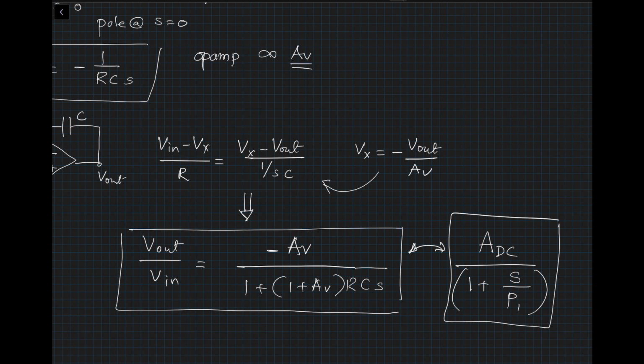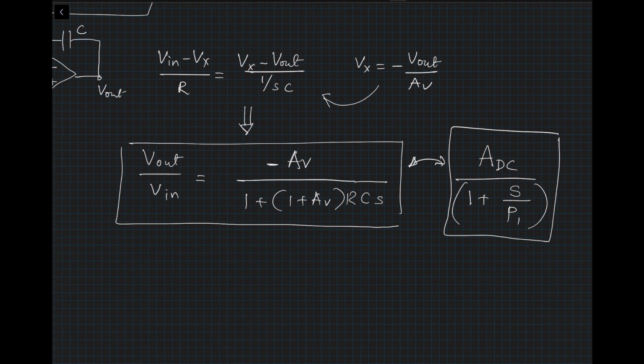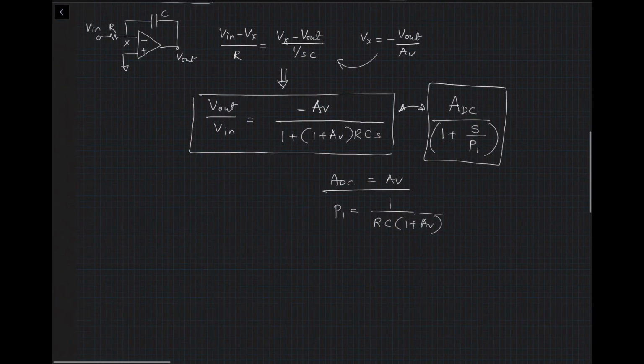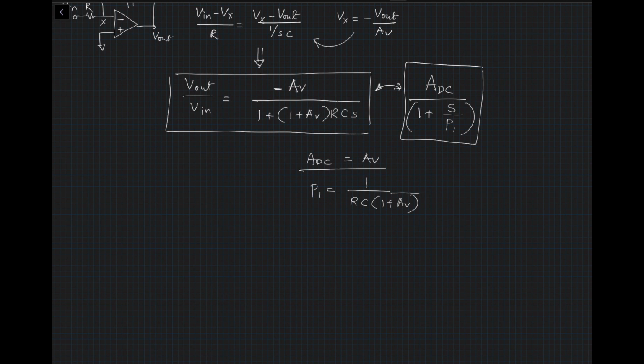If I compare these two, then ADC is equal to AV, that's our large gain, and the location of the pole, now we have a pole location P1, which is equal to 1 over RC(1 plus AV). There is a reason I'm making this point to you. It will all fall in place if you bear with me just for a second.